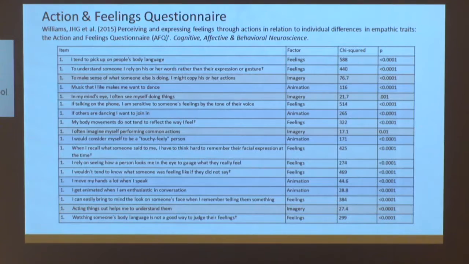The first version of the questionnaire I published in a paper in Cognitive, Affective and Behavioral Neuroscience. It's freely available online, so you can get the questionnaire if you want. These are the final 18 items. This table actually refers to another study I'm going to tell you about in a bit, looking at the effects of autism and group differences. But here are the items, just to illustrate them. We came down to a three-factor model in the second version. This is the final version.